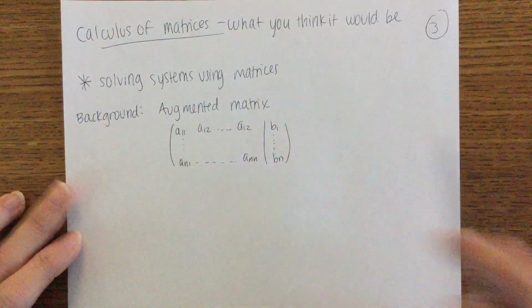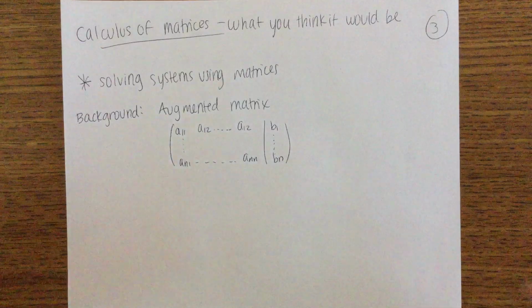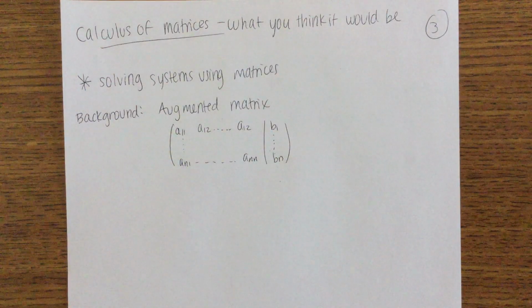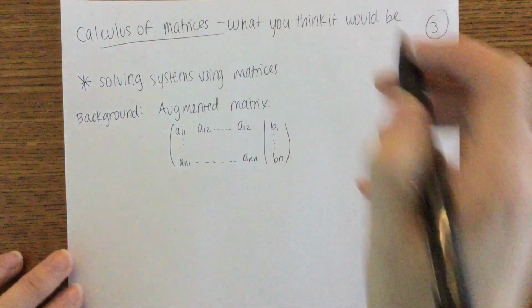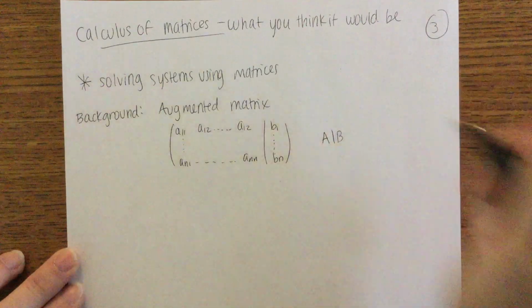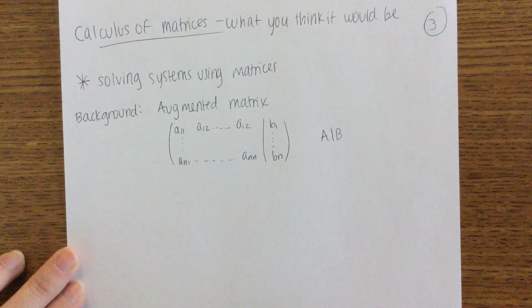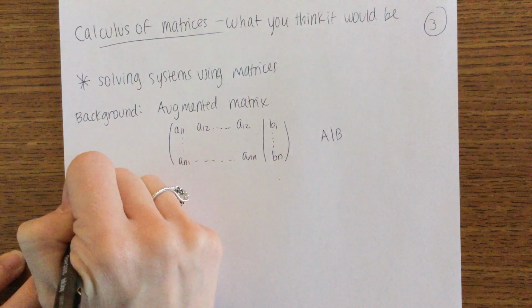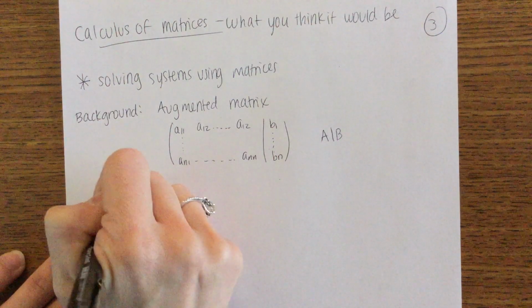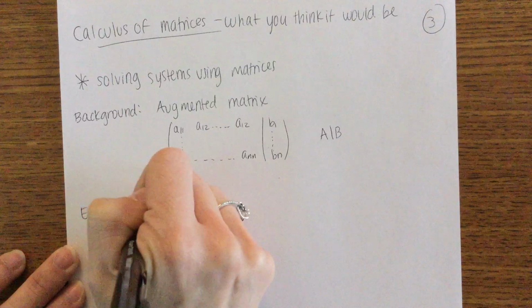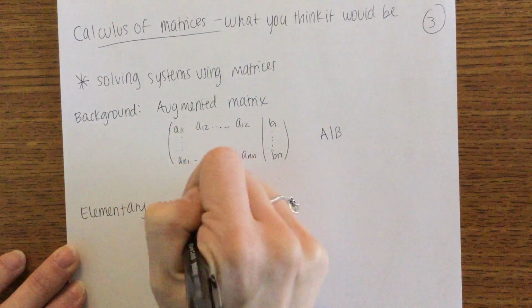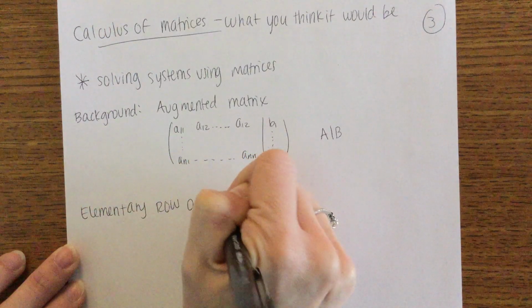All of the A's were your coefficients on X, Y, and Z. The B's were kind of the answer in your system. It looks something like this, more condensed. Okay, here's what you're going to need to do when you have this augmented matrix. You're going to need to perform elementary row operations. There are 3 main elementary row operations.